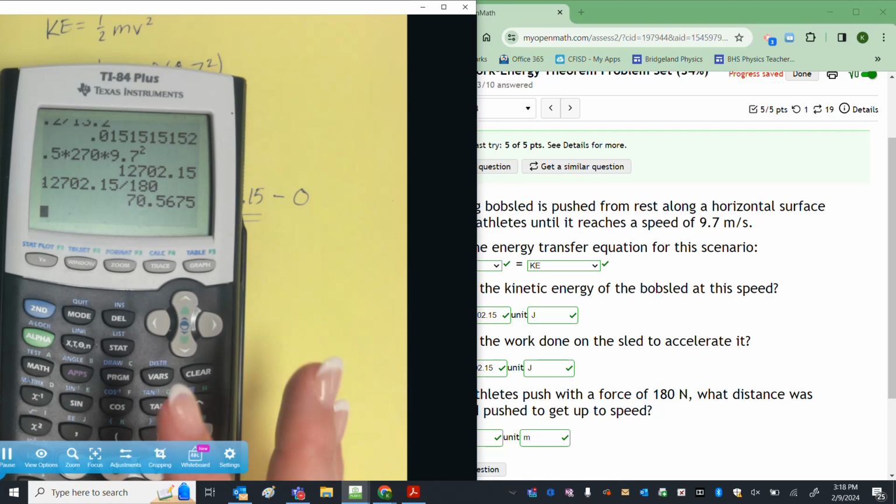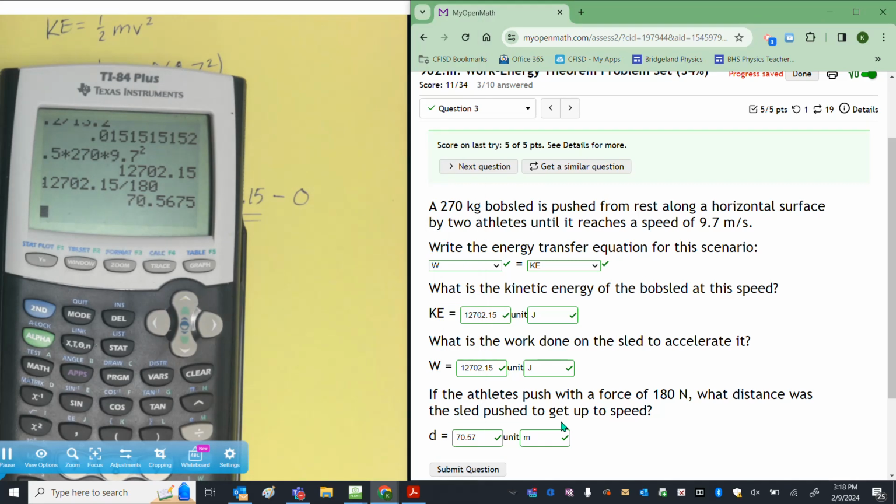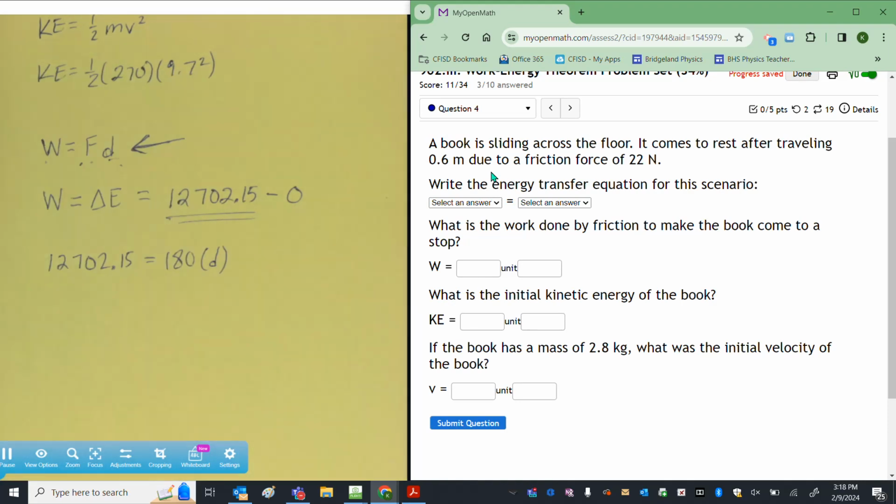All right, so looks like we got those all right. Let's look at the next question. Question number 4. Question number 4 says, a book is sliding across the floor. It comes to rest after traveling 0.6 meters due to a friction force of 22 newtons. Write the energy transfer equation for this scenario.